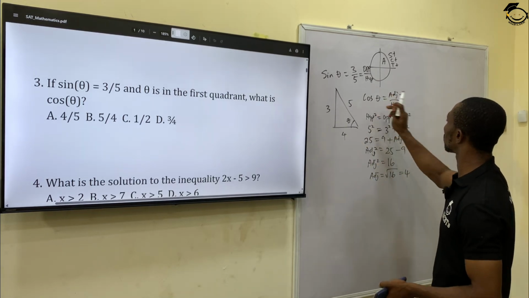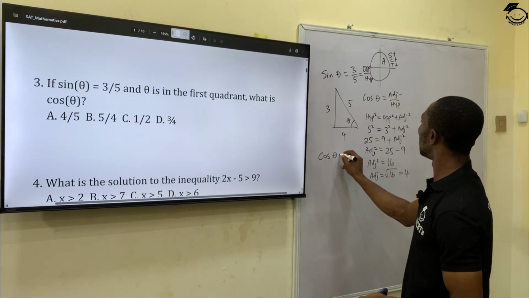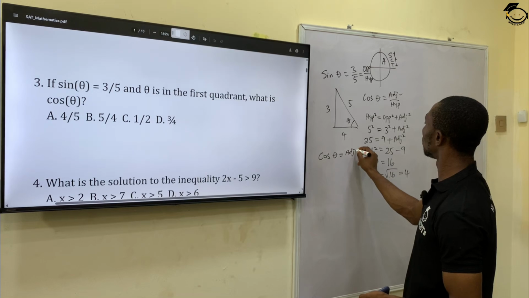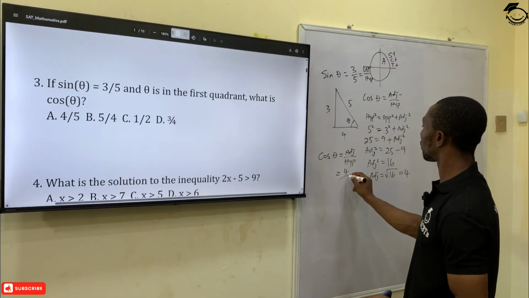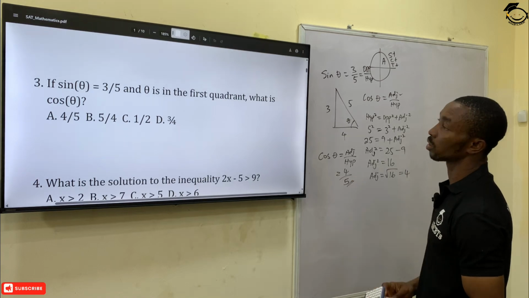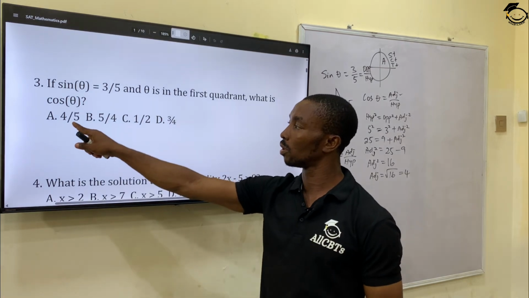Now back to cos theta. Cos theta equals adjacent over hypotenuse, where our adjacent is 4 and hypotenuse is 5. So cos theta will be 4 over 5, which is option A.